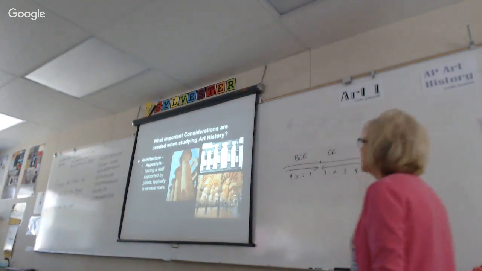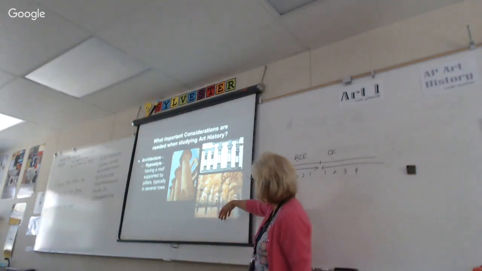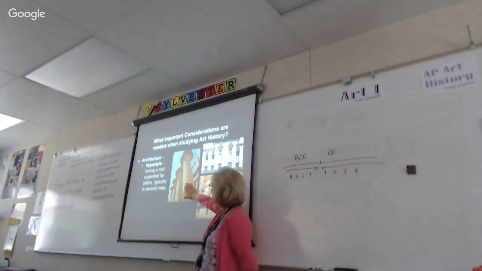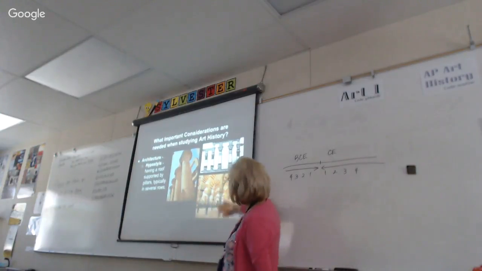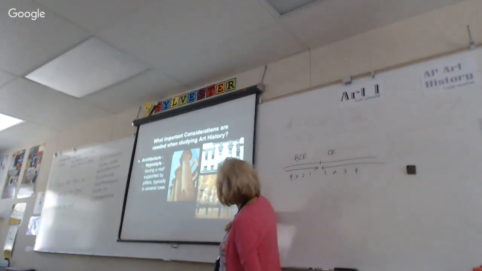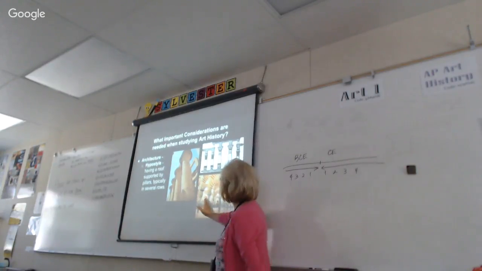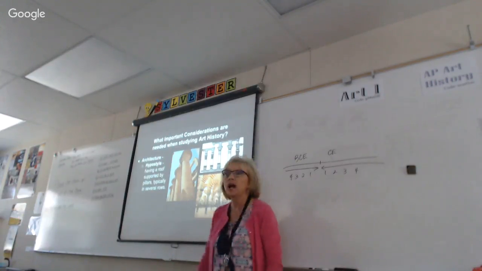Another important thing is the hypostyle. It's having a roof supported by pillars, typically in several rows. We've got a really good example here with the temple at Karnak. This is Egyptian. And then this is from the Great Mosque of Cordoba, which is in Spain. The Moors originally built it. You can see that when you have a hallway or a room that has lots of pillars supporting the roof, it is considered a hypostyle.